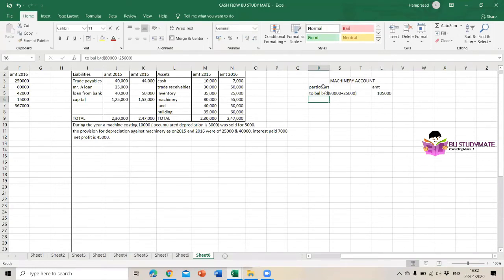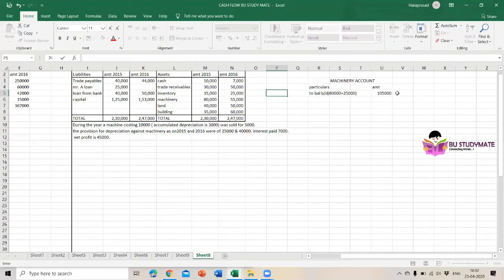Then what all things do we have? We have made a sale. In the adjustment they have given, during the year a machine costing 10,000 rupees and accumulated depreciation of 3,000 rupees was sold for 5,000. So 10,000 minus 3,000, how much is it? 7,000 rupees is the book value of the machine. Now they have sold it for how much? 5,000 rupees. Then we have made a loss of 2,000 rupees.